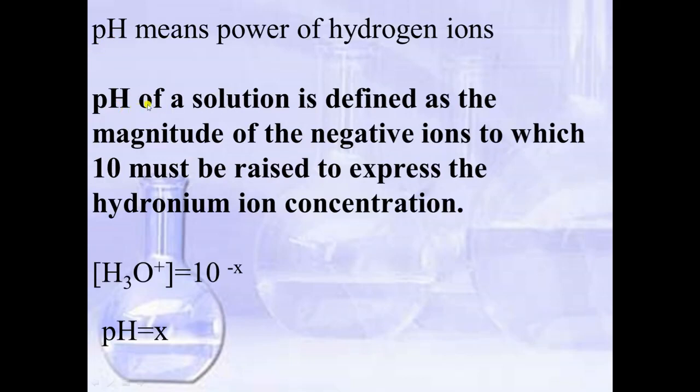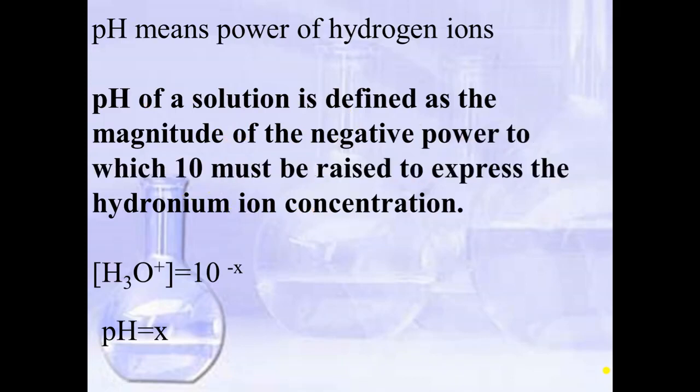Now, how will you define pH? The pH of a solution can be defined as the magnitude of the negative power to which 10 must be raised to express the hydronium ion concentration. Here we will write the concentration of hydronium ion equals 10 to the power minus 6. According to this definition, the magnitude of the negative power to which 10 must be raised, that means pH, is equal to x. This x is pH.